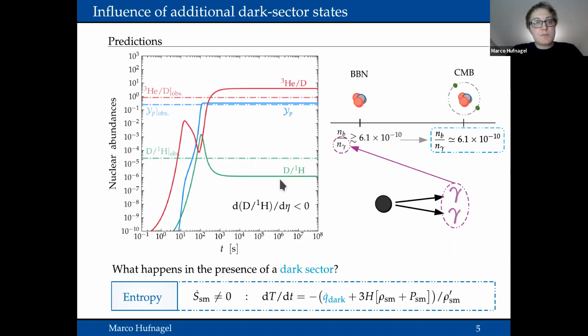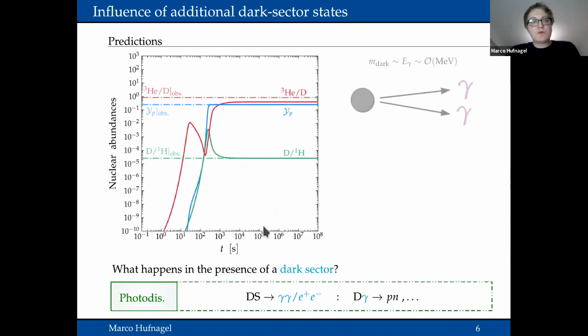Okay, so two done, one to go. The last effect that I would like to talk about is the effect of photodisintegration. Usually in the standard model, when these reactions practically freeze out, the average energy of the photon bath in the universe is no longer enough to destroy the previously created elements. And therefore these elements basically get locked in.